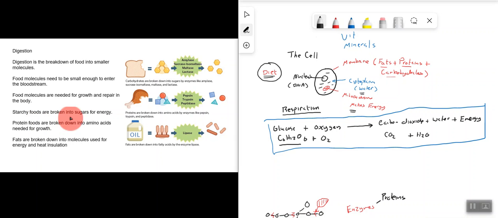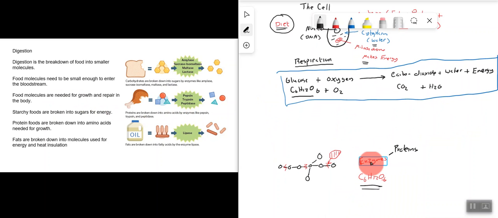Starchy foods are broken down into sugars for energy. If we take proteins like meat, for example, protein foods are broken down into things called amino acids, which we need for growth. If we take a bite of a piece of chicken, inside the chicken we have these protein molecules, and the individual parts of the protein molecules are called amino acids. The body has special enzymes that break down proteins into these simple building blocks, called amino acids.